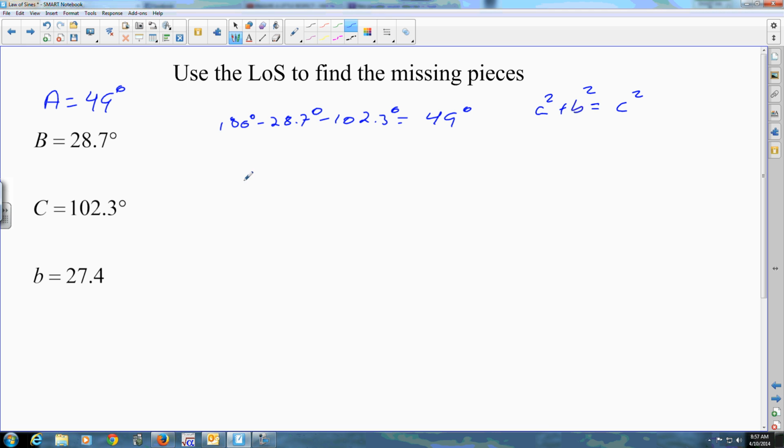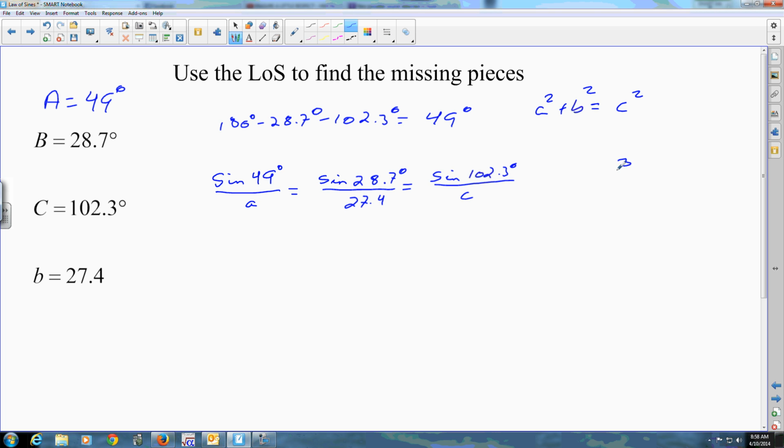So go set up the law of sines. That's the sine of angle A over side A, which you don't know, equals sine of B, 28.7 degrees, over side B, which is 27.4, equals sine C, which is 102.3, over side C. It doesn't matter if you find A or C first. How about I go for A first?